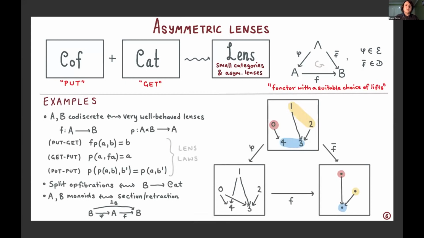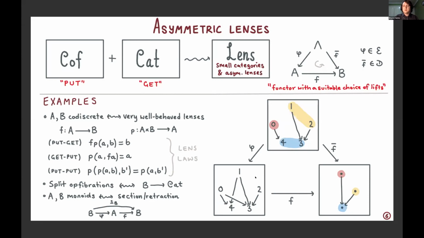And then this functor phi faithfully includes them into A. And so there's heaps of examples of asymmetric lenses. Firstly, if A and B are codiscrete, then we get our very well behaved lenses back out again. And these satisfy the laws that you're probably very familiar with. We also get split opfibrations as examples of these asymmetric lenses. These are sort of least change asymmetric lenses in the literature. And also if A and B are monoids, then we can see a section retraction pair as some kind of asymmetric lens.